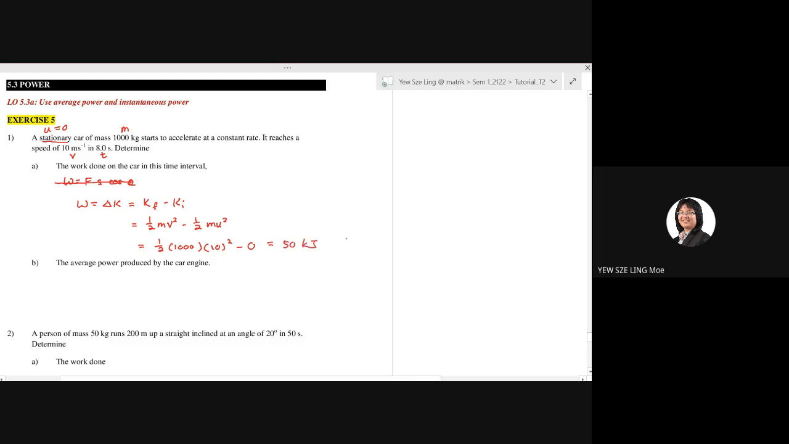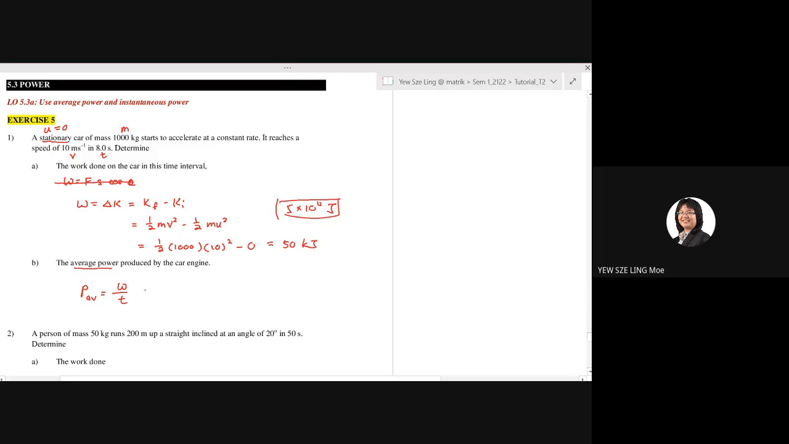Okay, 50 kilojoule, or 5 times 10 to the power of 4 joule also can. And then the next part, question B, asks us to calculate average power. For average power, we have just one equation, which is P_av equals W over t.